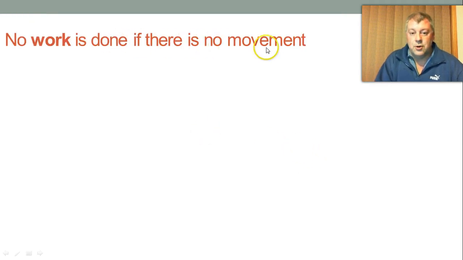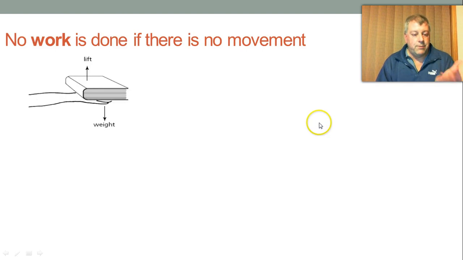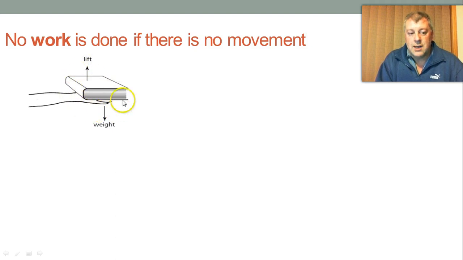No work is done if there's no movement. Now this can confuse students a little bit, so we'll have a couple of examples. For example, if you hold a textbook in your hand and the textbook isn't moving, in physics no work is being done. But if I asked you to hold that textbook there for an hour, it would feel like you're doing a lot of work because you'd actually get fatigued. But in terms of physics, you're not doing any work because the weight force is being balanced by the lift, or the force that your hand is applying. And so because that's an action-reaction setup, there's no net force causing any motion.